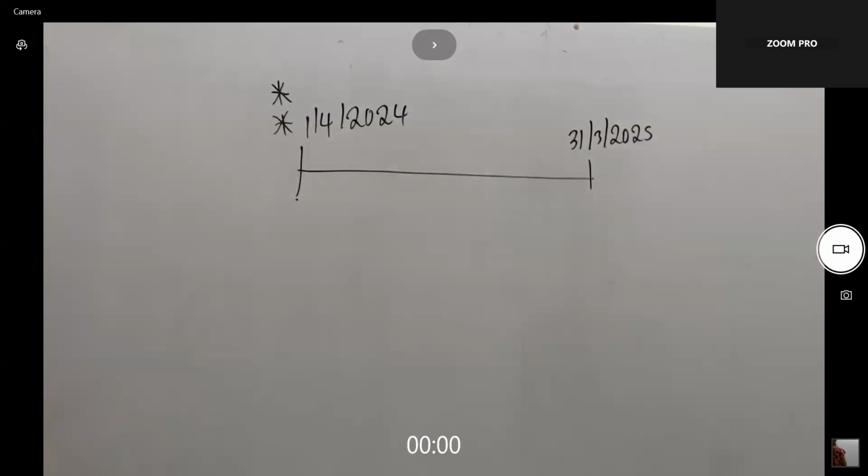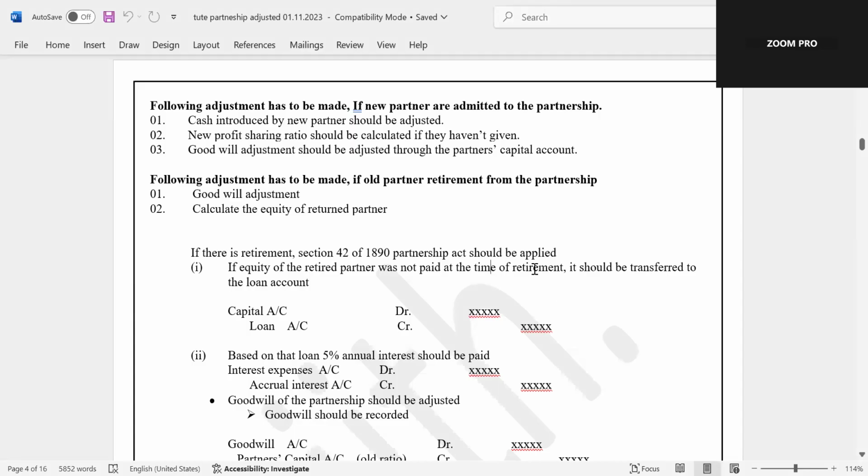Try to understand what we have to do when a partner leaves the business. It is called retirement of old partners from the partnership. Let's see question number 25. You have to know how to calculate equity of the retired partner, as well as how to adjust goodwill of the partnership.